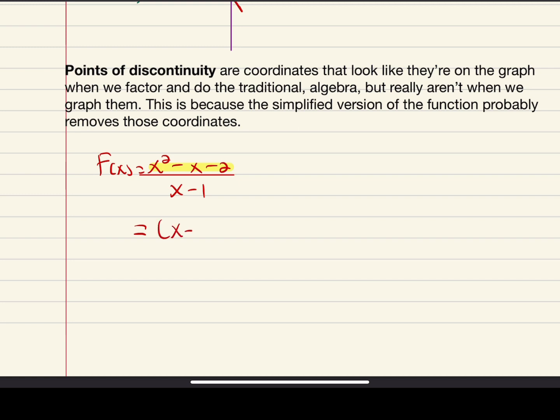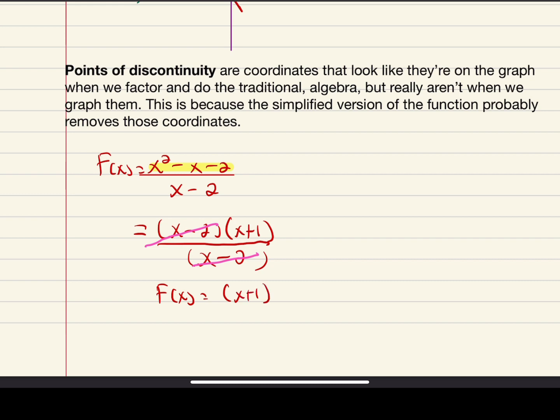This would break down into x minus 2 and x plus 1, and that's over x minus 2. Actually, it should have been x minus 2, not x minus 1. That's just a miswrite here. So what I can see is that if I simplify this, the x minus 2's cancel out, and that leaves me with f(x) is equal to x plus 1.